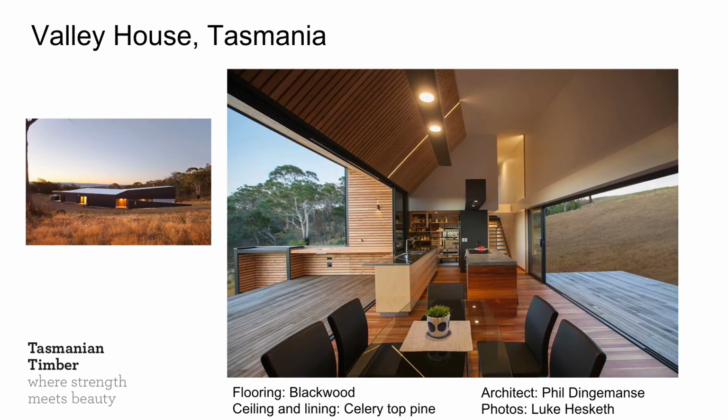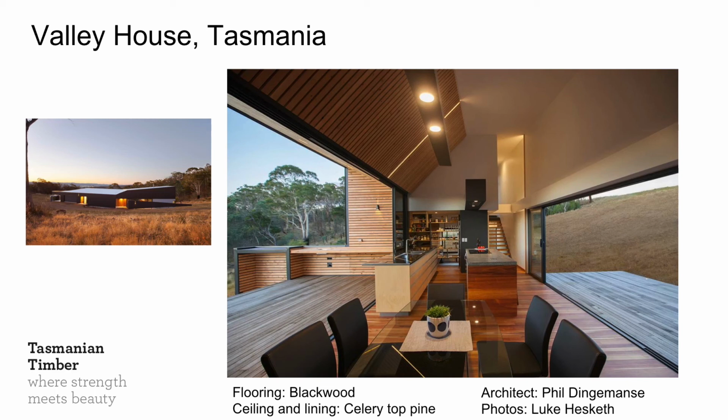This is a very nice little house constructed in the north of the state by Phil Dingemans, who also tutors with me occasionally at the university. So Phil's selected blackwood for an internal floor and then celery-top pine for the ceilings and carried the celery-top outside to give you a continuity between one surface and another. Now the thing about the celery is the celery's got better durability than most of the other species we've got available. So you couldn't actually do that with Tas oak. Well, you could, but not for very long.